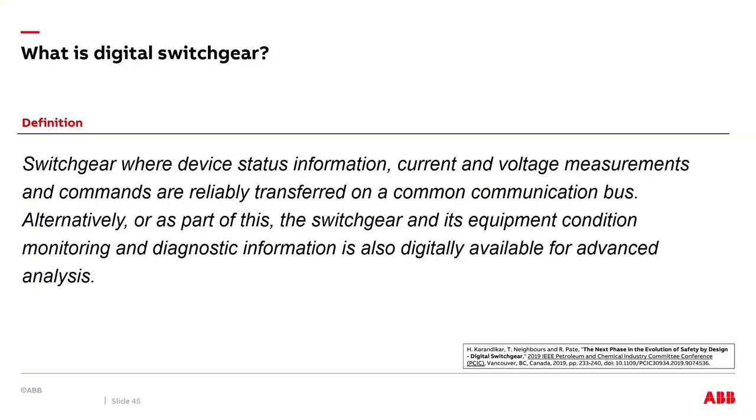Alternatively, or as a part of this, the switchgear and its equipment condition monitoring and diagnostic information is also digitally available for advanced analysis. What that means is, if we monitor conditions like temperature, humidity, partial discharge, or circuit breaker status, that should be available for further analysis at a later stage. That is also enabled by a digital switchgear. We have sensors and equipment in there, which is enabling us to do all of this.